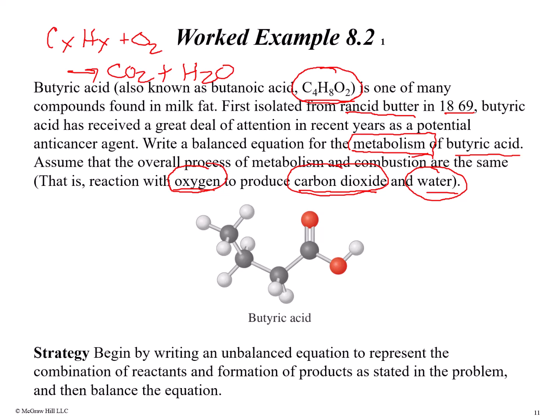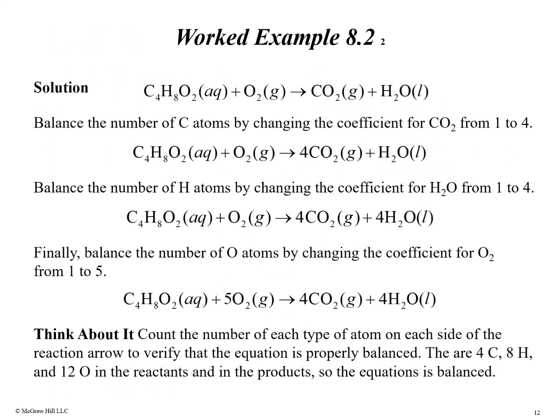So knowing this, knowing what you've read in this problem, you can write a balanced chemical equation. So you may want to stop the video and see if you can do it. And if you can, you're in great shape. So here's what it looks like. Butyric acid plus oxygen, that's my reactants, and my products are CO2 and water. I got the phases of matter here, so make sure you put those in.